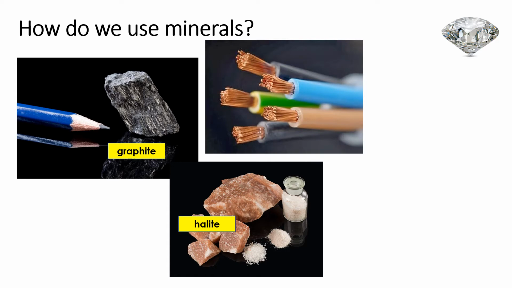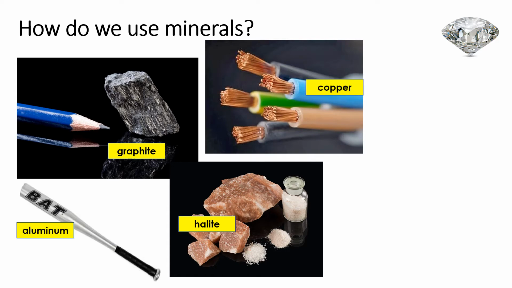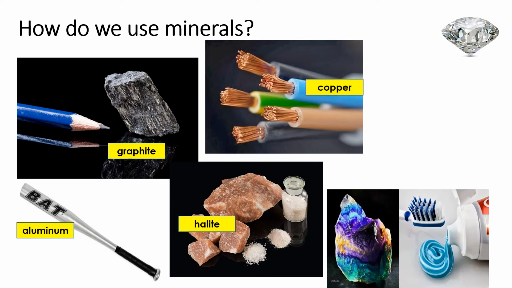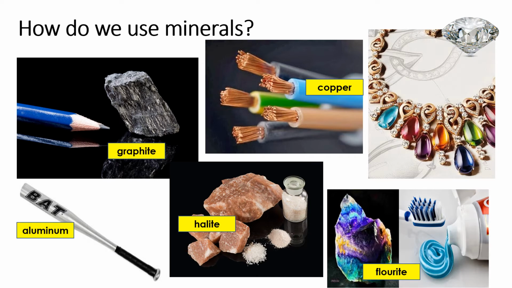Wires are made with the mineral copper. Some baseball bats are made with aluminum. Aluminum comes from minerals. In fact, most of the metals we use come from minerals. Minerals are even used to make toothpaste. We call it fluorite. Gold, silver, and iron are minerals we use for jewelry.